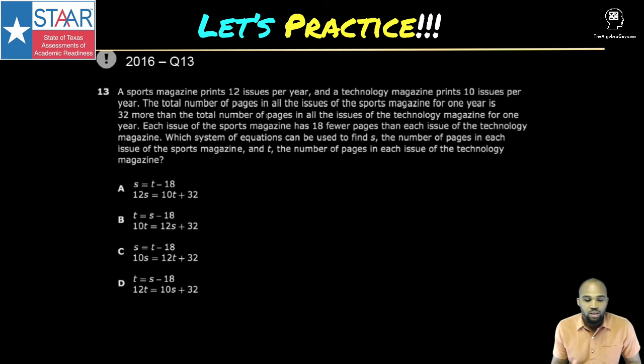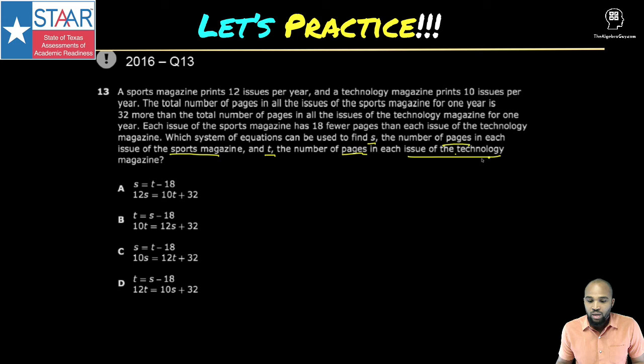All right, sports magazine. Oh my goodness, this is a long one, right? So when I have this long one again, I'm going to go straight to the bottom and say, what do you guys want from me? Which system of equations can be used to find S, the number of pages in a sports magazine, and T, the number of pages in the issue of technology? So I know my S and T. They've already defined it for me. You can rewrite it if you need to. But I'm not going to do so here.